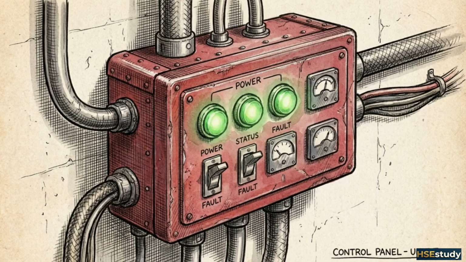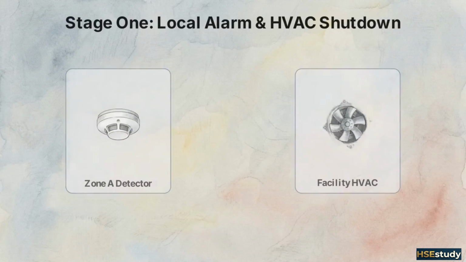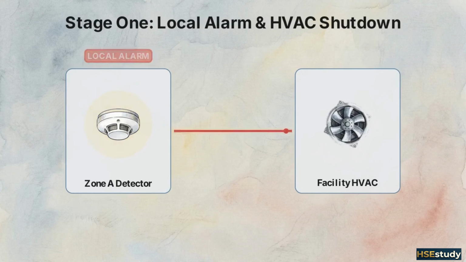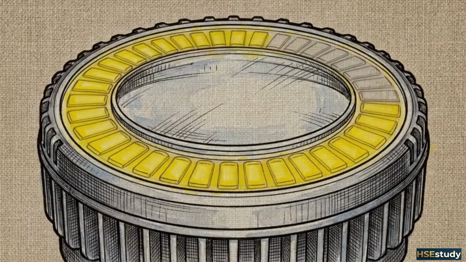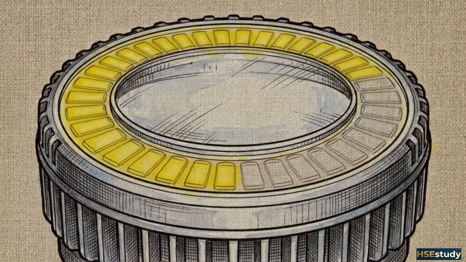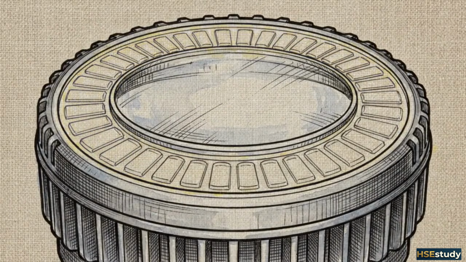Releasing these agents safely depends on a specific automated logic. Control panels use cross-zoned detection. The first detector triggers a local alarm and shuts down the facility HVAC to prevent gas dilution. Then a second detector on a completely different zone confirms the fire and immediately starts a 30-second pre-discharge timer.